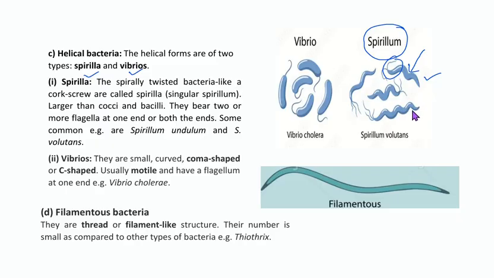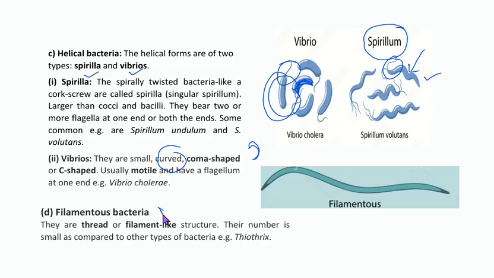Some common examples are Spirillum undulum or Spirillum volutans. And the Vibrios are small, curved, and comma shaped. You can see these are the Vibrios, or C-shaped bacteria, usually motile, and they have a flagellum at one end. An example is Vibrio cholerae.